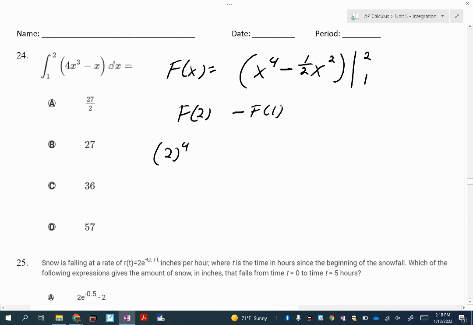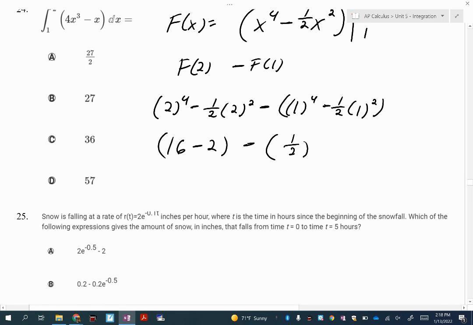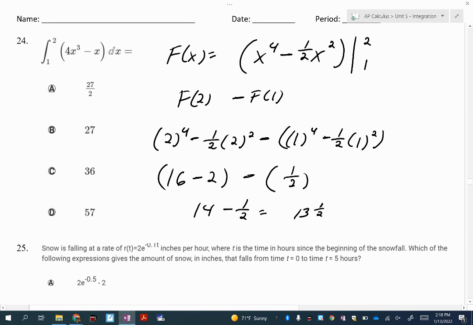So that's 2 to the 4th power minus 1/2 times 2 squared, all of that minus 1 to the 4th power minus 1/2 times 1 squared. All right, so that's 16 minus, let's see, 2 squared is 4, half of 4 is 2, minus 1 minus 1/2, which is 1/2. So I have 14 minus 1/2, so the answer is 13 and 1/2. And if you notice, you don't have that as an answer choice, but answer choice A, when you divide 27 divided by 2, is 13 and 1/2.